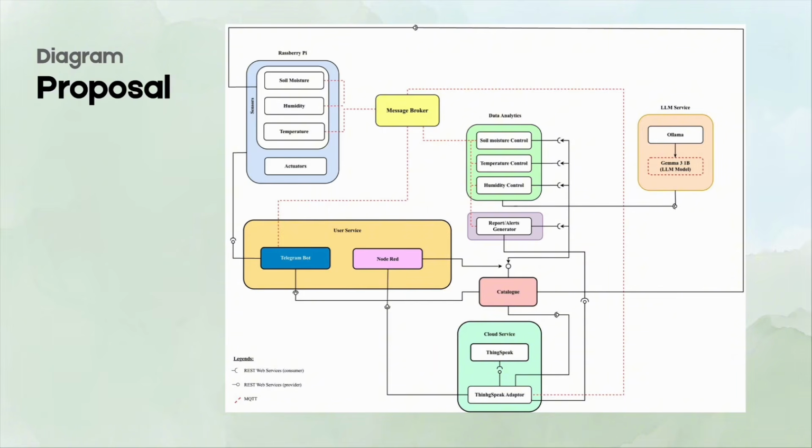MQTT is mainly used for asynchronous sensor data, commands, and alerts, while the REST web services are used for service registration, service-to-service requests, cloud communication, and the communication between the analytics and the LLM service.